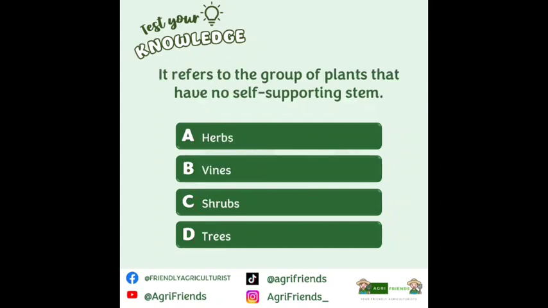Next, it refers to the group of plants that have no self-supporting stem. A. Herbs. B. Vines. C. Shrubs. Or D. Trees. The answer is vines. Trees are characterized by having a trunk. Shrubs are woody and with bushy appearance. Herbs do not have woody stem. But all of these three have self-supporting stem.